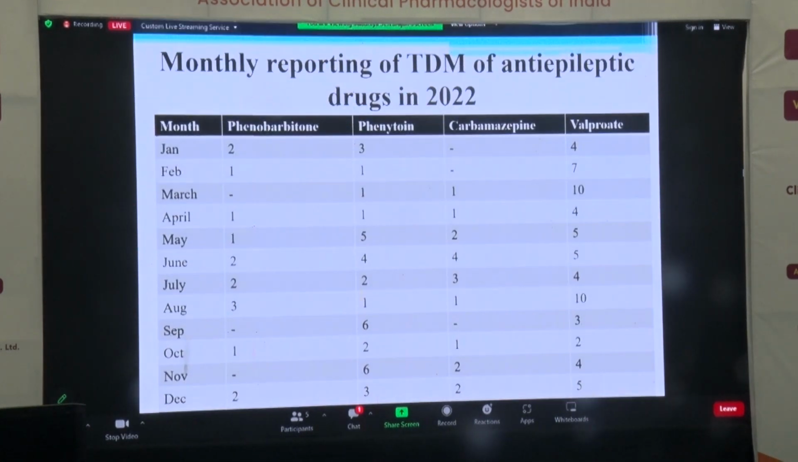Okay, if we look at the monthly reporting of TDM on anti-epileptic drugs in 2022 in JIPMER, we had a total of approximately 150, including phenytoin, phenobarbital, carbamazepine, and valproate, with more TDM for valproate. Actually, this is less compared to the previous year, 2021, and to the values before 2020. Probably when we check the 2023 values, we might get the values which we used to get before 2020.